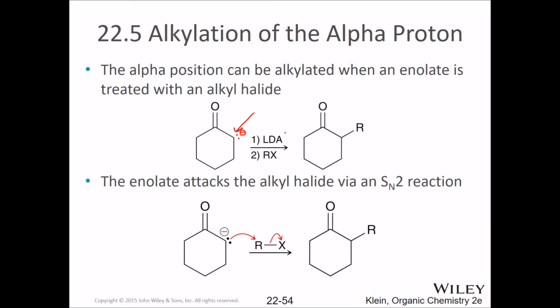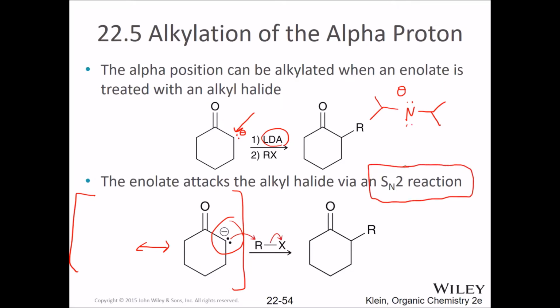So if we can make the enolate with LDA, which looks like this, a bulky, strong base, bulky meaning it's not going to be a nucleophile, then after we make the nucleophile, don't forget this is resonance stabilized, or else we would never get that. That's going to attack the alkyl group, which is exactly what you might expect. The enolate attacks the alkyl halide via an SN2 reaction. You've seen this 100 times.